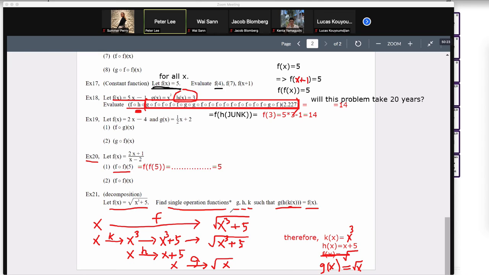So I give you the composition, and now you have to find the individual functions. And this kind of diagram you'll see a few times. This is what I call a composition diagram. Anyway, time's up here, so I have to stop. Section 7.1 is now done.